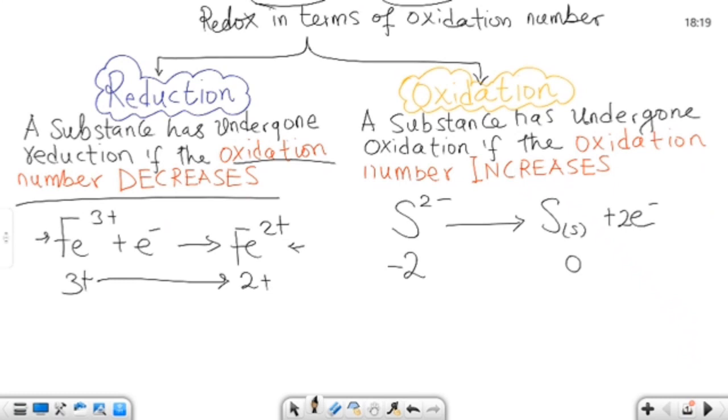Another example is, let's say you have copper, giving out electrons, forming copper 2+ by giving out 2 electrons. Now copper in this case, because it's in the free state, the oxidation number is 0, and in the ionic state, it is 2+ or +2. If you look at it, the oxidation number tends to increase. So at this point, we say copper is undergoing oxidation.